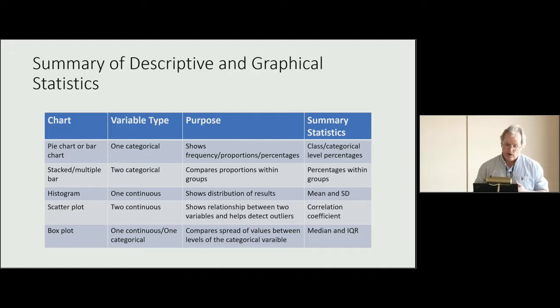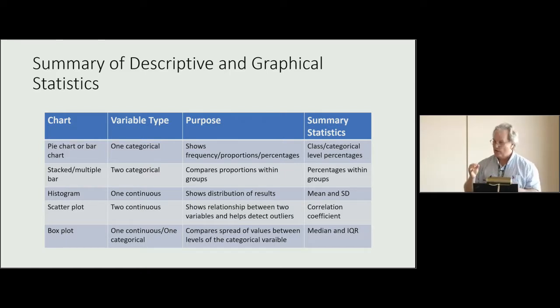If we have a continuous variable, we use a histogram. This shows the distribution of results. And again, we use the mean and standard deviation, depending on the distribution. A scatter plot is when we have 2 continuous variables and we want to look at the relationship between the 2. And this really helps us to detect outliers. And we use what's called the correlation coefficient, how these things are related, how they're correlated. And the box plot is when we have 1 continuous and 1 categorical, and this is used to compare spreads between levels of categorical variables.